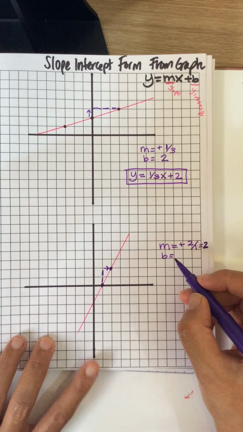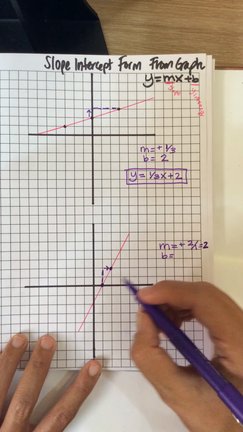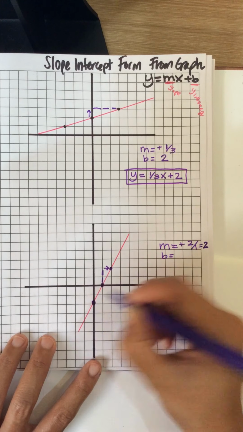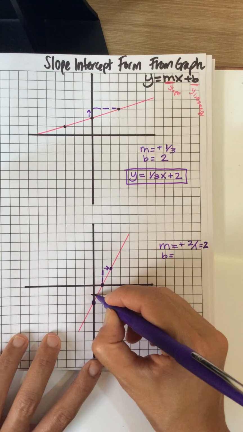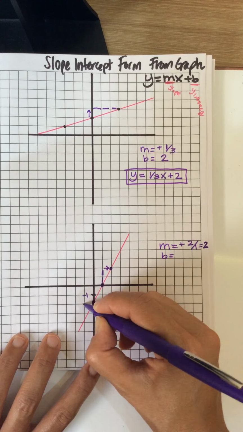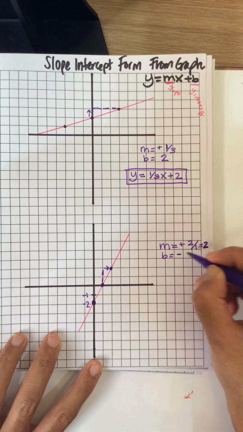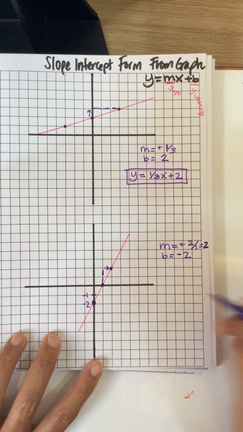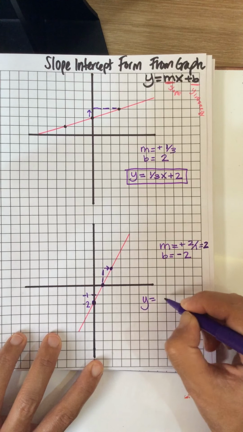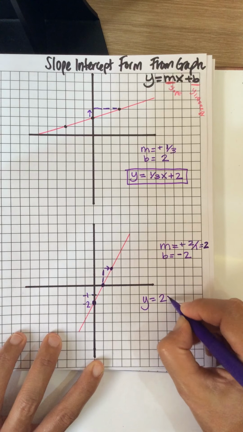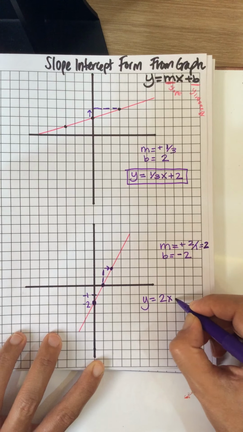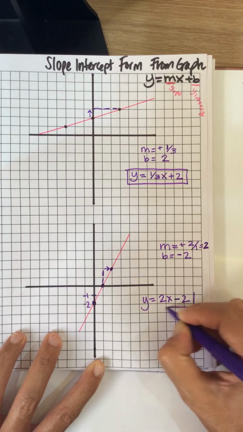Now b, where's my y-intercept? Where does this thing cross the y-axis? Well, it's supposed to cross here. I drew it by hand. But hopefully you can see that it crosses at, this is -1, and that means the next one is -2. So my y-intercept is -2. So when I write the equation of this line, it's y equals 2x, and my y-intercept is -2. So I write minus 2.